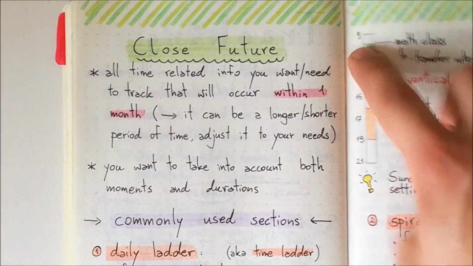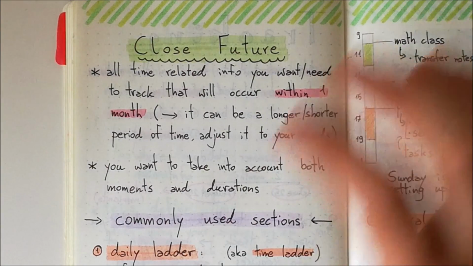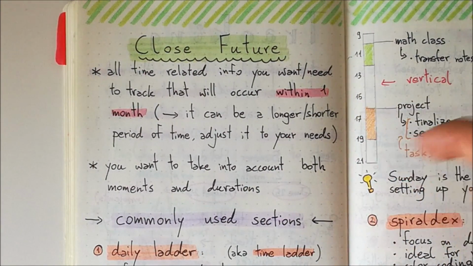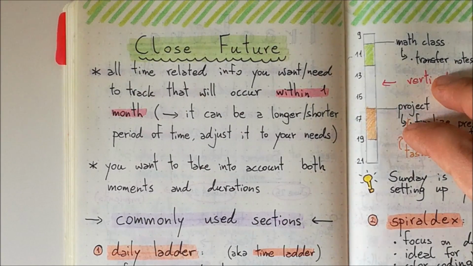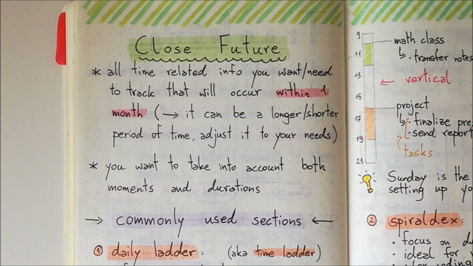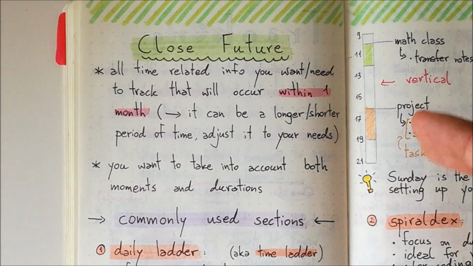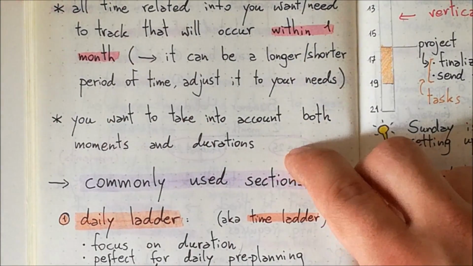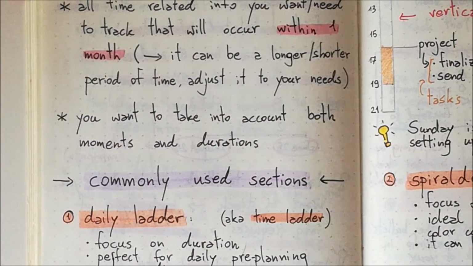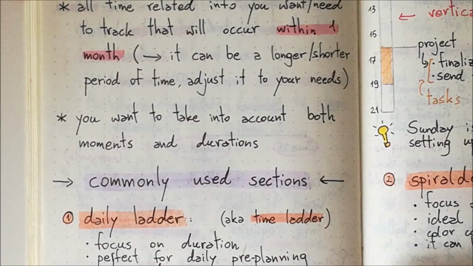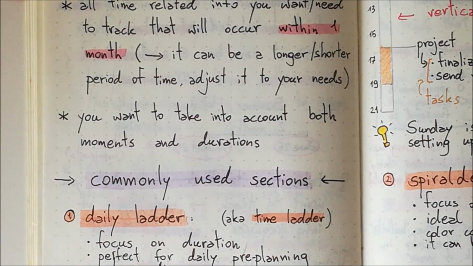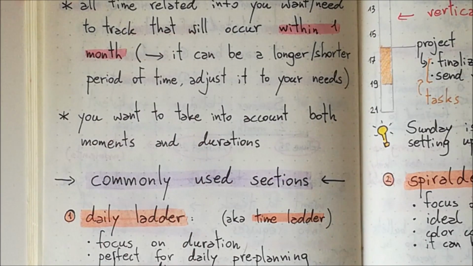When tracking close future events, you want to both take into account moments and durations. And usually you need to have a little bit of space because you want to add tasks that you need to do or more detailed information because it's something that will occur soon. For example, if you have a meeting next week, you probably need to prepare for it, you have some tasks that you want to do. While if your meeting is in 3 months, what you need to know is just when the meeting is, basically.